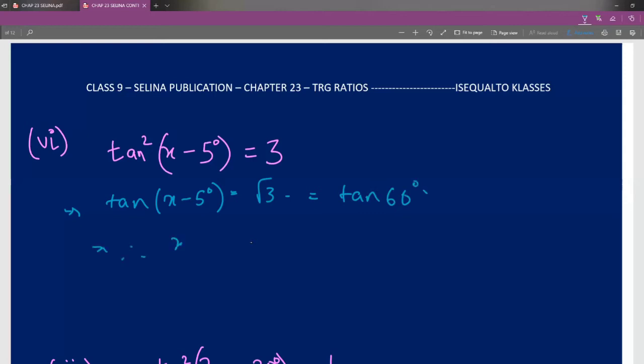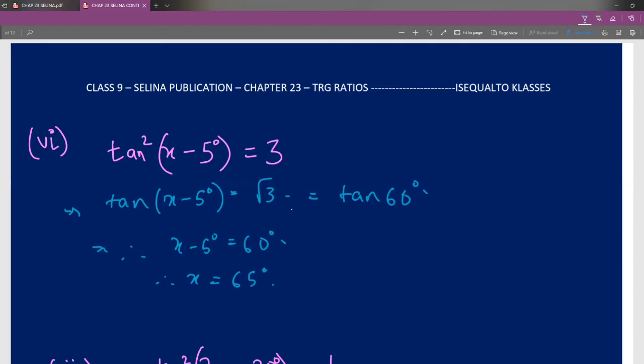So therefore x minus 5 degree is equal to 60 degree. Therefore minus 5 will go to the RHS and it will become plus 5. So therefore 60 plus 5 will be 65 degree. So therefore x is equal to 65 degree.